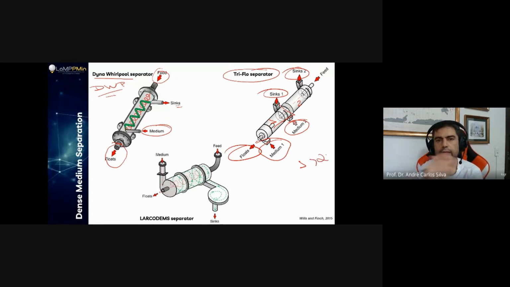Could be the other way around. Yes, you could add only water in one, for example, and then you're going to decrease your media density. And this is the Larcodems separator. It's going to be, again, quite similar. You feed on this side, you put the medium on the other side. You always feed your machine on one side and remove concentrate on the other side, okay? And if you're thinking about coal, your concentrate is the material that floats. And then you take the sunk material over here.